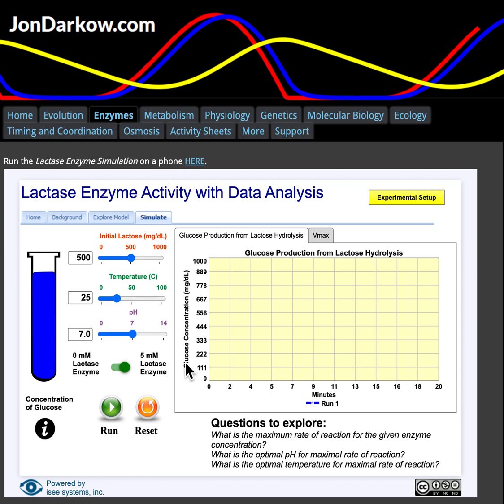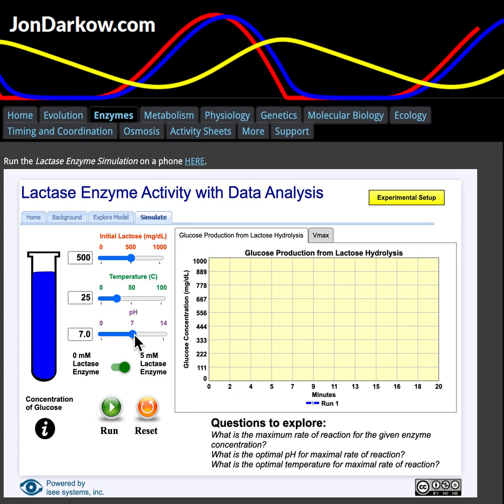It's a really simple simulation to run. You will see right here that you have 3 different variables that you can change. Right now, they're all set at their defaults. At the top, I have the initial lactose concentration, and it automatically sets itself at 500 when you start the simulation. That's 500 milligrams per deciliter, so there's the unit for that concentration as well. The default temperature is 25 degrees Celsius, and the pH is 7.